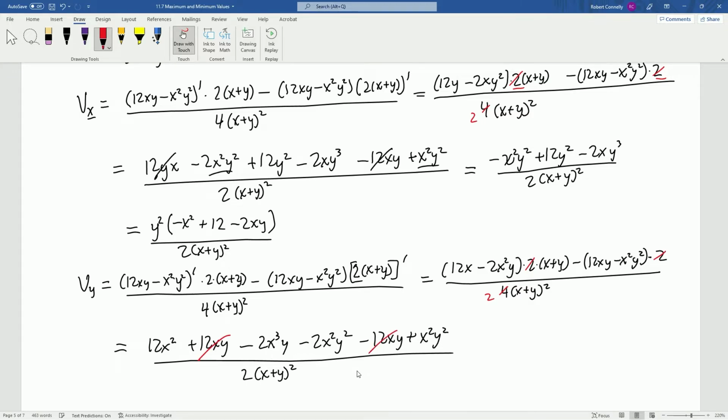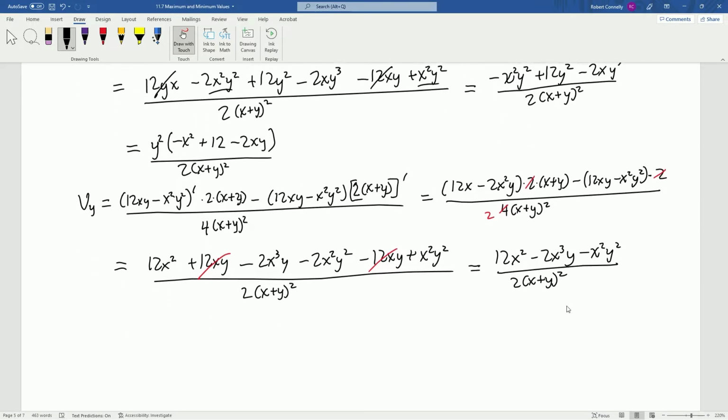And again, we end up with these terms here that cancel. So we get a positive 12x squared minus 2x cubed y. Now we've got negative 2 of these and plus 1 of these, so that's just negative x squared y squared divided by 2 times (x plus y) squared. And now we can factor out an x squared up top. So this gives us x squared times (12 minus 2xy minus y squared) over 2 times (x plus y) squared.